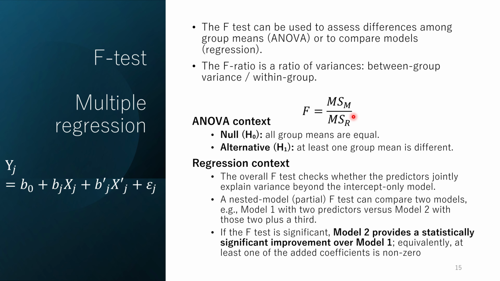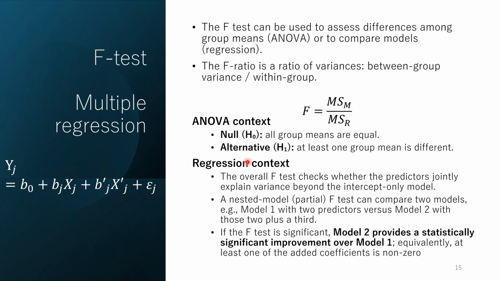Next, in the multiple regression case, the F-test can be used to assess the differences among group means or to compare models. The F ratio is here, MSM divided by MSR, between group divided by within group. In the ANOVA context, null hypothesis is here: all group means are equal. And alternative hypothesis is here: at least one group mean is different. This test is the F-test in the ANOVA context.